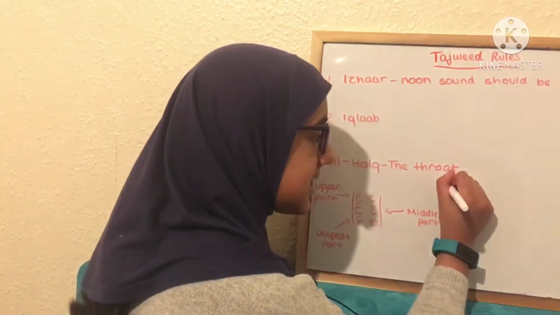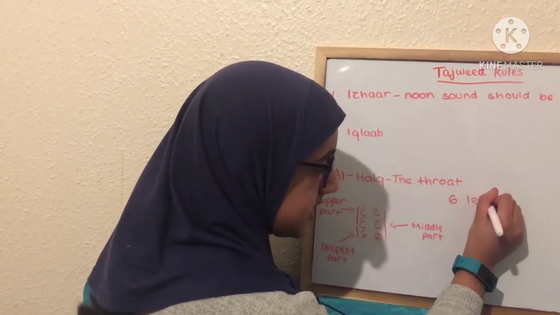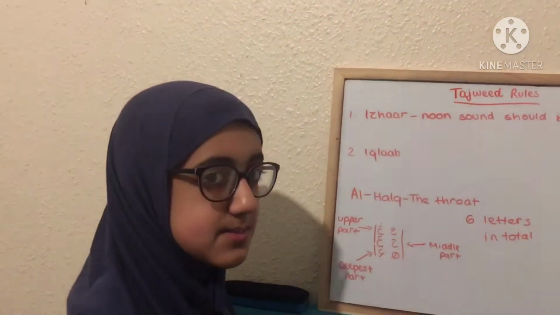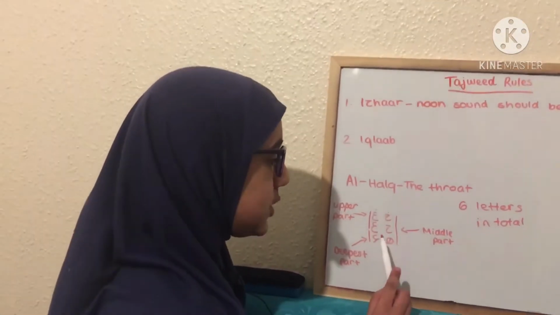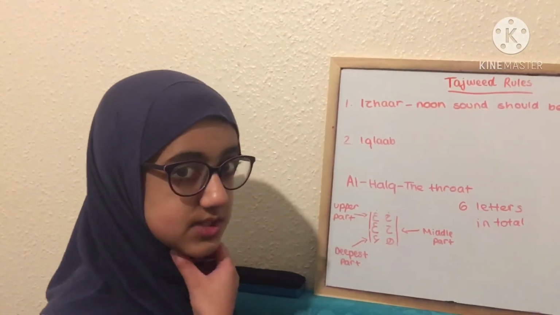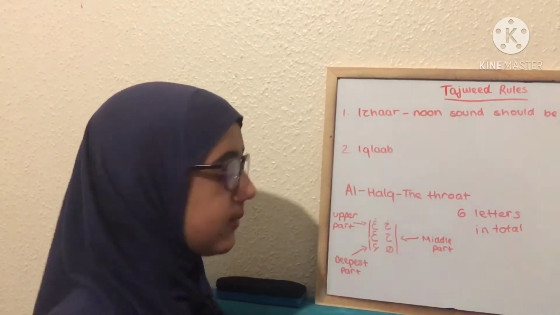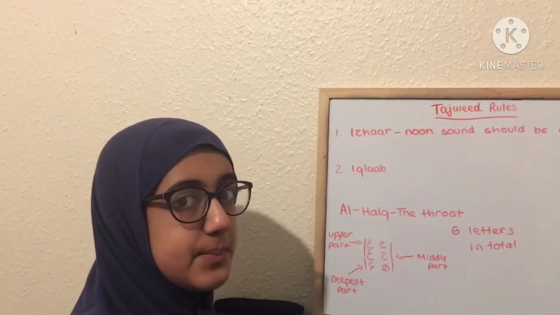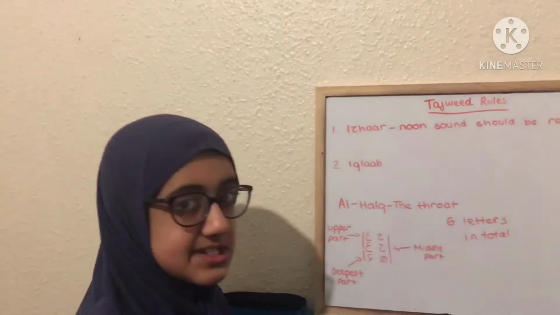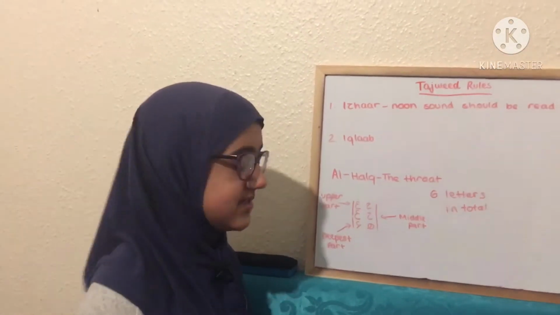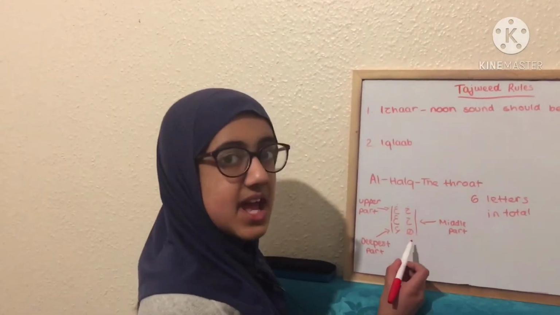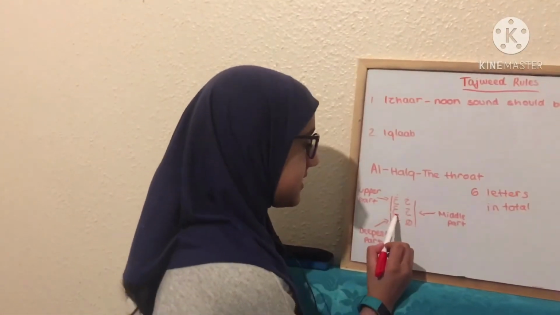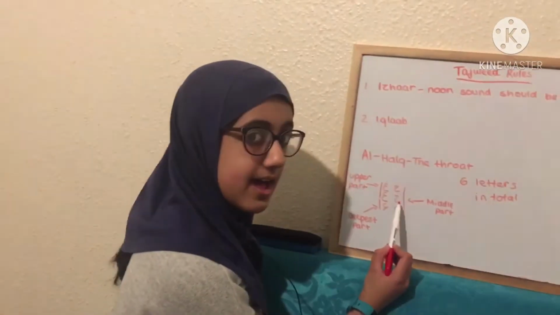Remember, there are 6 letters in total, so hamza, ha. Then in the middle part we have ain, which would be said from this part of your throat, and ha, which is a different sound to this. This one would be said a bit deeper, so listen to the difference and see if you can listen clearly and find out what the difference is. I'm going to say this one first, ha, and this one, ha. So this is ain and this is ha.